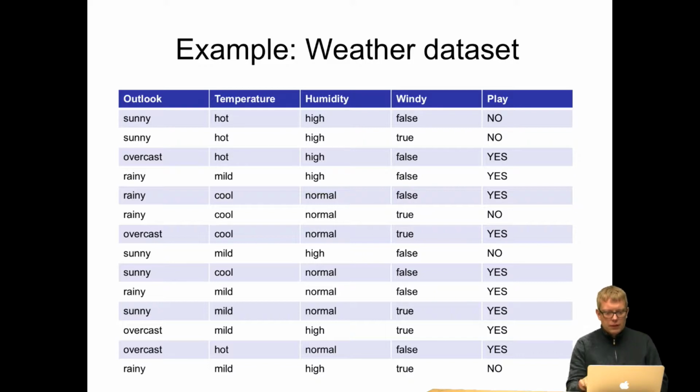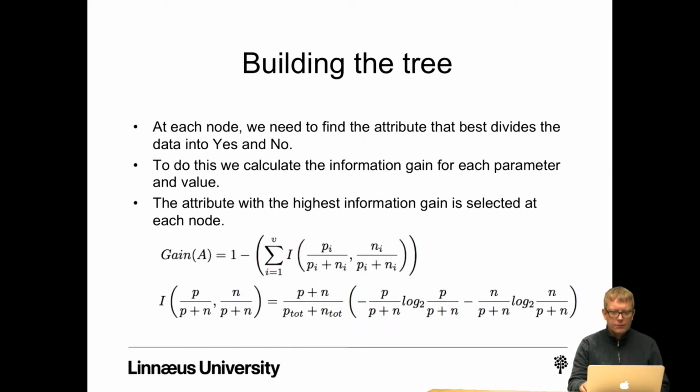So, taking this data set, we need to build a decision tree. And at each node, we need to find the attribute that best divides the data set into the categories yes and no. And to do this, we calculate what is called the information gain for each parameter and possible value. And the attribute with the highest information gain is selected at each node. And the information gain is calculated using the formulas below.